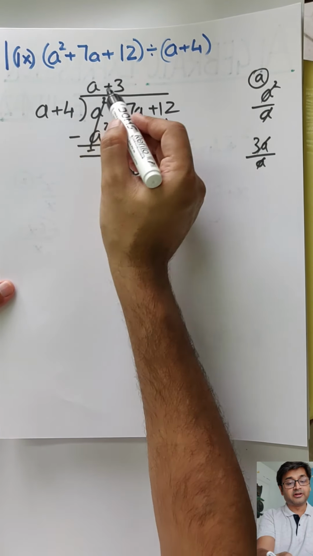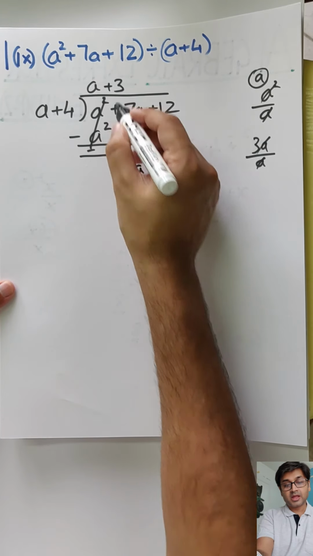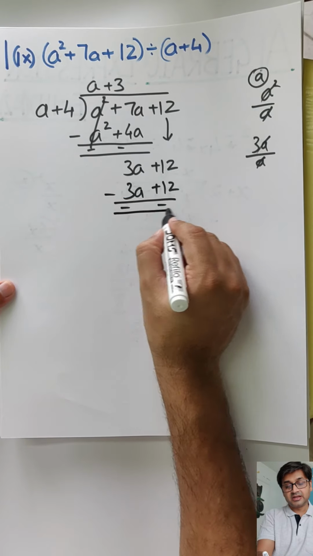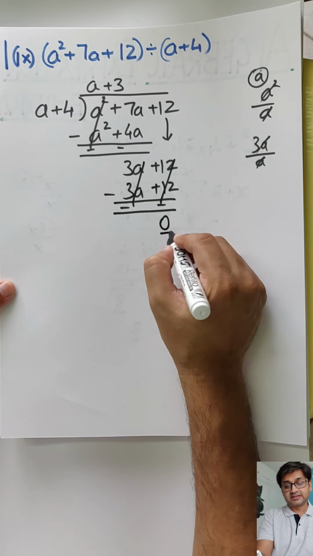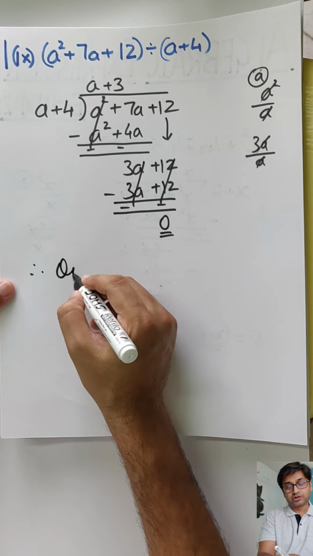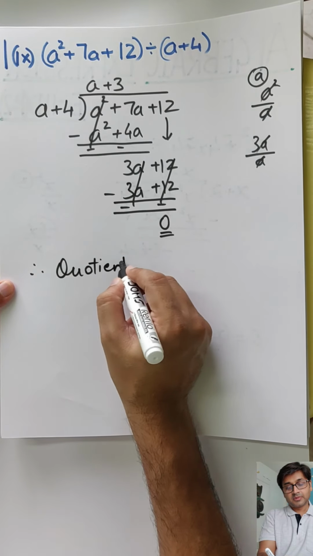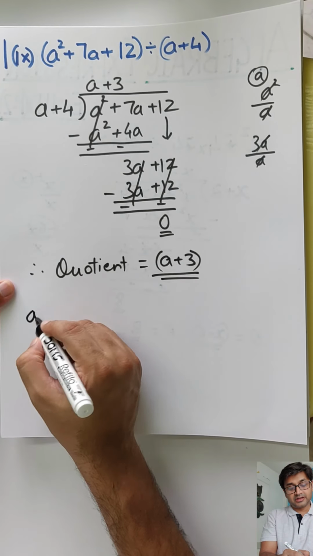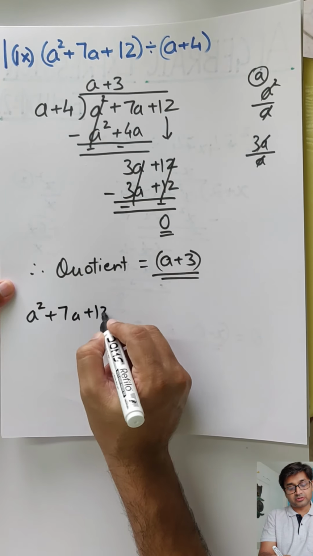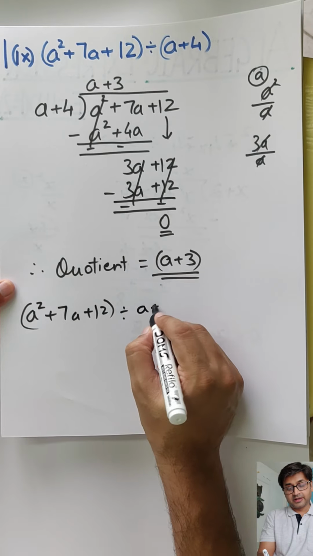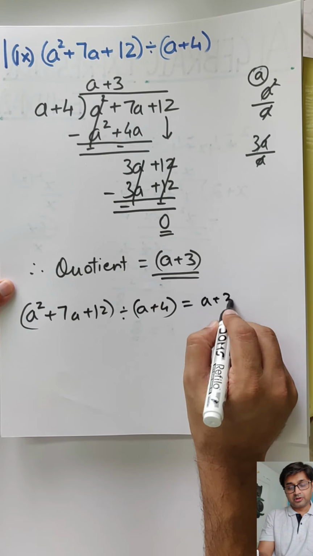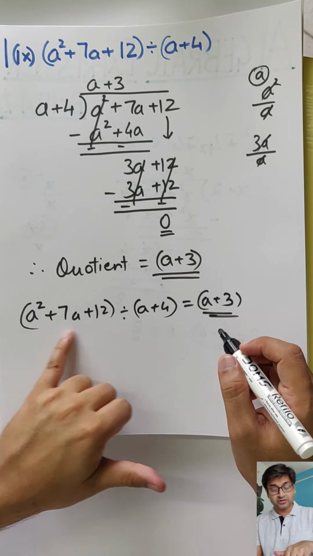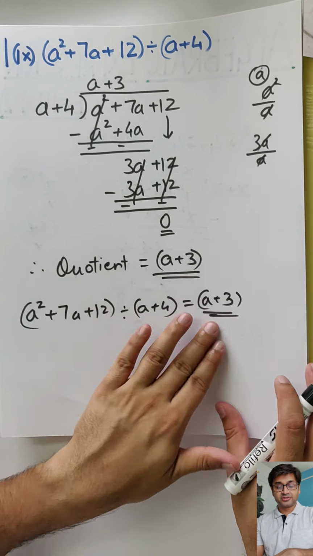Now this will be multiplied with both. So 3a and 4 plus 3, 12. Signs will change because of minus. Ultimately this cancels, I get a 0. So therefore quotient is equal to a plus 3. Or I can also write a square plus 7a plus 12 divided by a plus 4 is equal to a plus 3. It is better to write this one rather than quotient, because they didn't ask you quotient. They asked you to write it normally, just divide. So divide it like this.